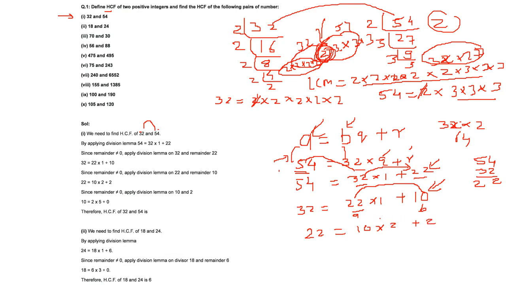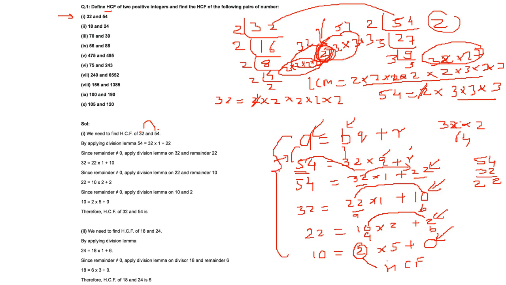Again, we are not getting remainder as 0. Again, reapply the division lemma with A as 10 and B as 2. So 10 can be represented as 2 into 5 plus 0. 2 fives are 10, so we get a 0. Now we get a 0 here, that is, the remainder is 0, and this 2 is the HCF. I hope you got the idea. This is how, by applying the division lemma, we get the HCF as this number.